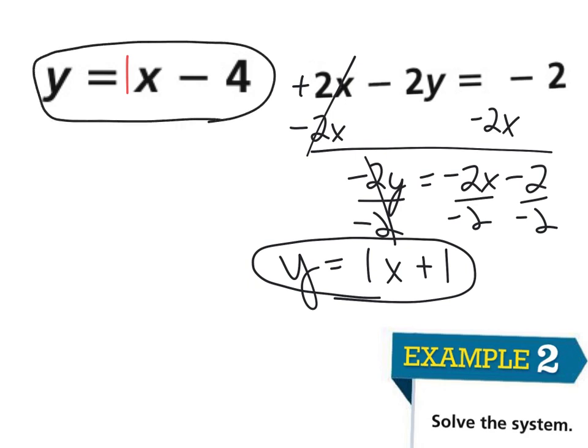Our other equation is y equals 1x minus 4. So if we analyze that like we did in the last section, you can see that the slopes are the same. Y-intercepts are different. So that tells us that the lines are parallel, which means we have no solution.